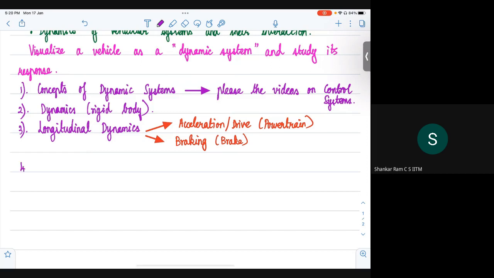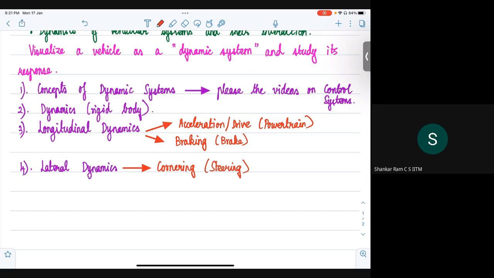And then we will be looking at lateral dynamics. In lateral dynamics, we are essentially going to look at cornering. So what happens when we steer the vehicle? Lateral dynamics is also termed cornering dynamics. Cornering is the process of steering the vehicle so that we follow a desired heading. This has to do with the response of the vehicle when we steer.